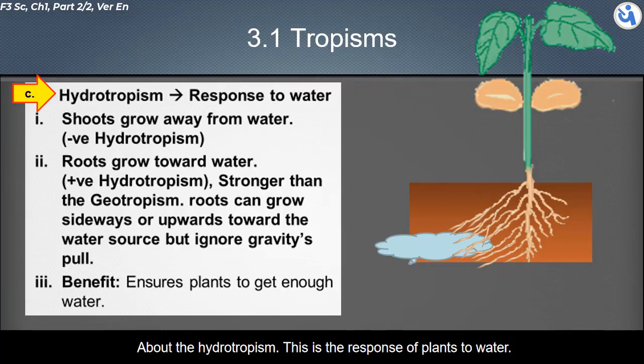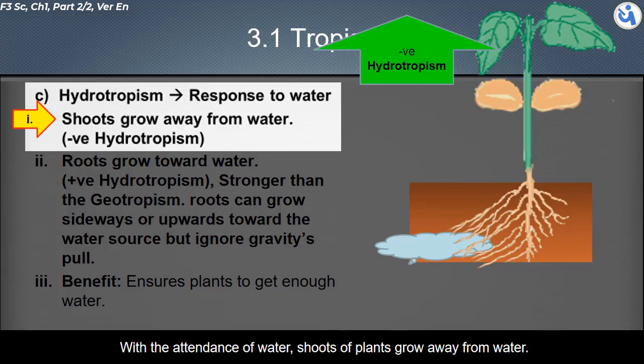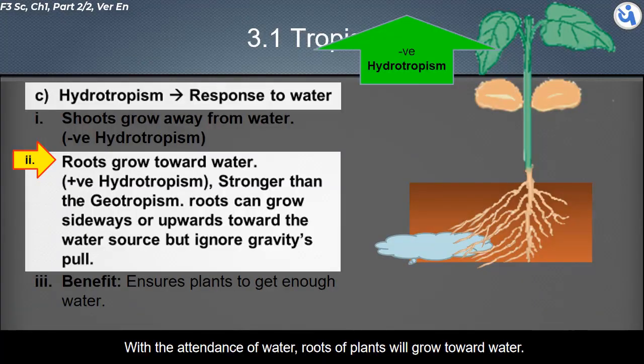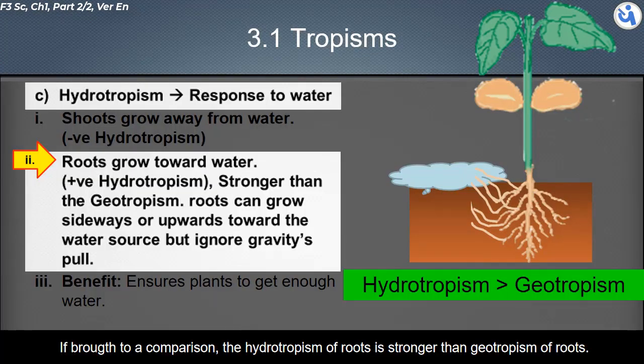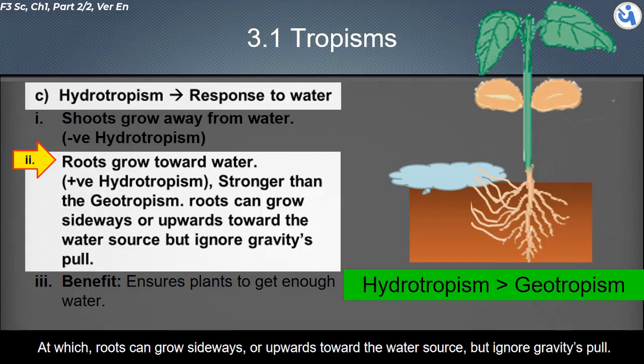About hydrotropism. This is the response of plants to water. In the presence of water, shoots of plants grow away from water. Shoots of plants exhibit negative hydrotropism to the water. In the presence of water, roots of plants will grow toward water. Roots of plants exhibit positive hydrotropism to the water. In comparison, the hydrotropism of roots is stronger than the geotropism of roots, at which roots can grow sideways or upwards toward the water source, but ignore gravity's pull.